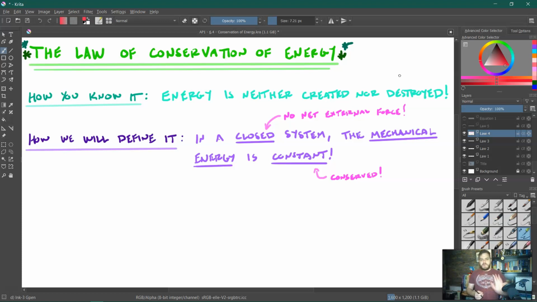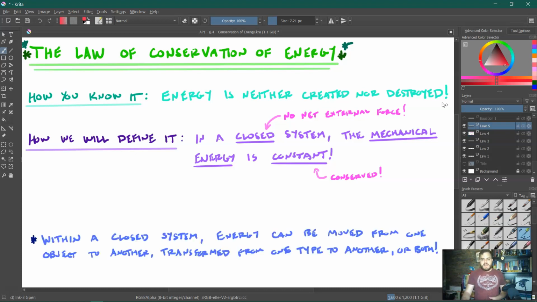And mechanical energy, and we're going to get more into this in a second, remember we're talking about very specific types of energy. So ultimately, just as we already kind of knew, this is no different. Within a closed system, energy, specifically mechanical energy, can be moved from one object to another or transformed from one type to another, or maybe some combination of the two.